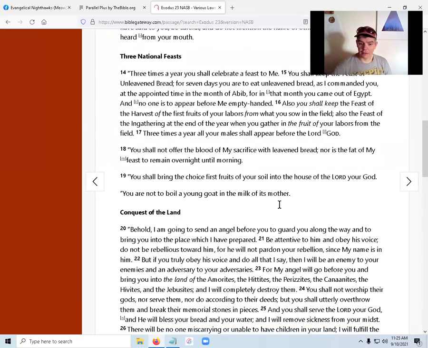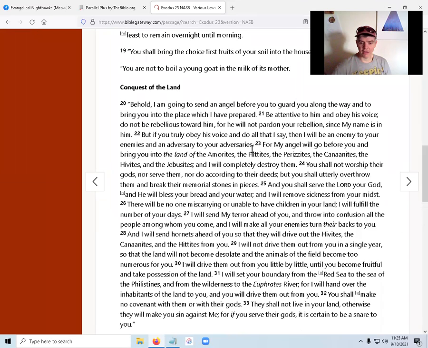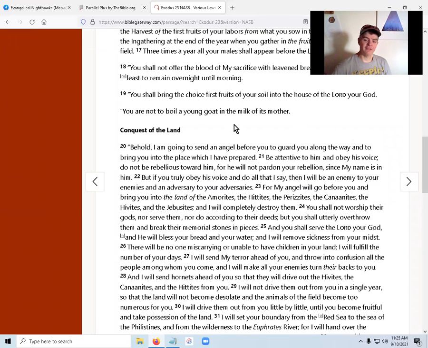Oh, and then conquest of the land. Behold, I'm going to send an angel before you. So right in the middle of all this law stuff, God talks about how they're going to take the land of Canaan. But remember, they wandered 40 years in a desert. You remember all that stuff? And then Joshua and the wall of Jericho, conquest of the land. After Jericho, they go and take over the land of Canaan.